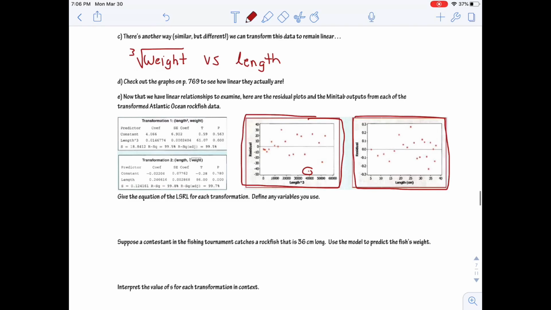So given the equation of the least squares regression line, but before we do that, let's define some variables. So in this case, we would have x is the length in centimeters. Y would be the weight. So again, centimeters and grams.